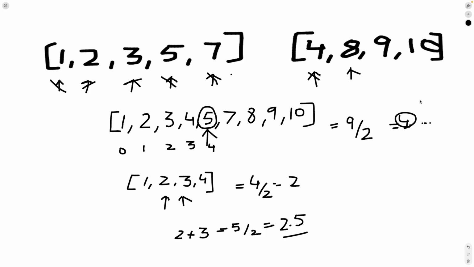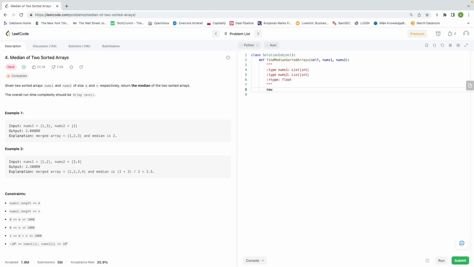Now let's see how we can code this easily. So first I need to take a new list, which is going to be an empty list, to which I'm going to add the elements. I'm going to take my pointers x and y, x is going to point at nums1 first element, y is going to point at nums2 first element. So while x is less than length of nums1 or y is less than length of nums2, while this is true, I'm going to keep iterating.